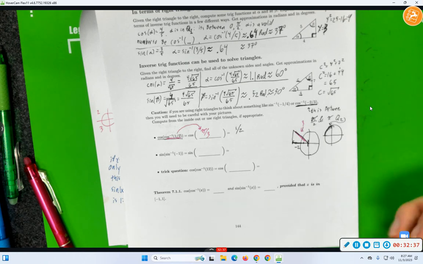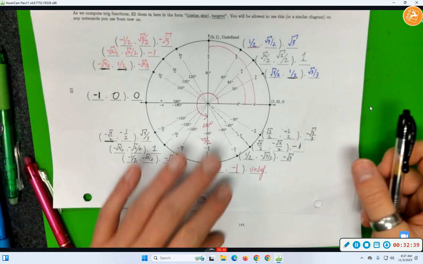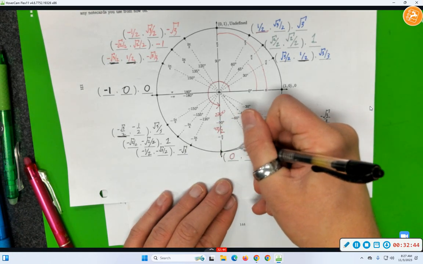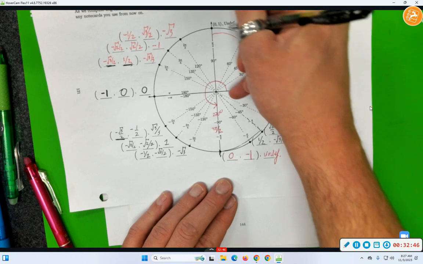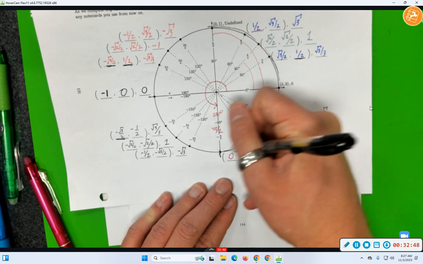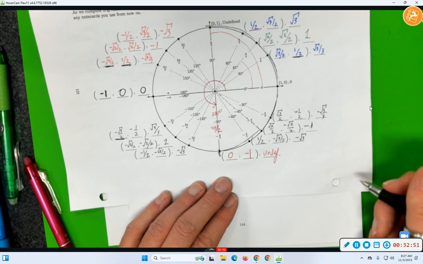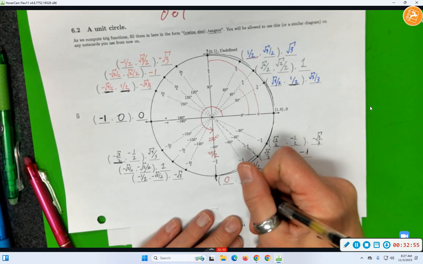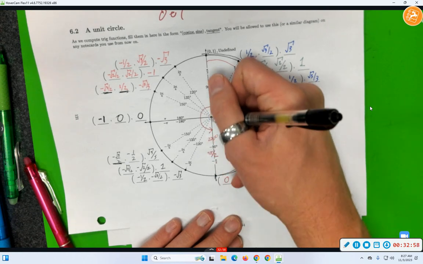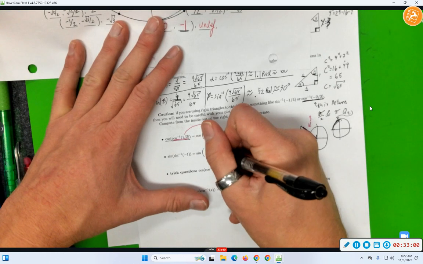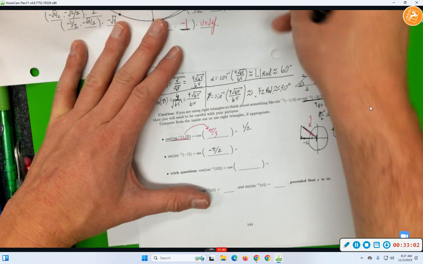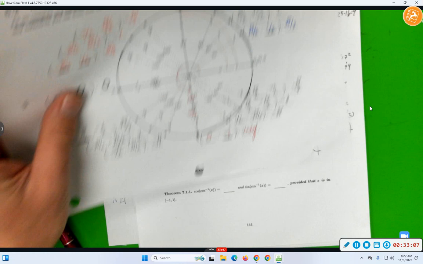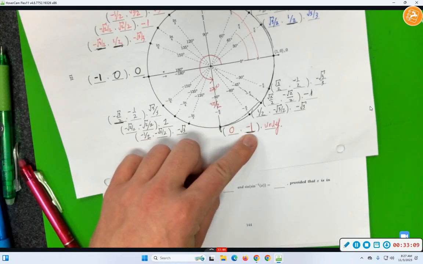Inverse sine of the sine of negative 1. Let's play the same game. Sine has a range of negative pi over 2 to pi over 2. So I'm looking for an angle in this range where sine is negative 1. Right there. That corresponds to negative pi over 2. Oh, okay. What's the sine of negative pi over 2? Negative 1.